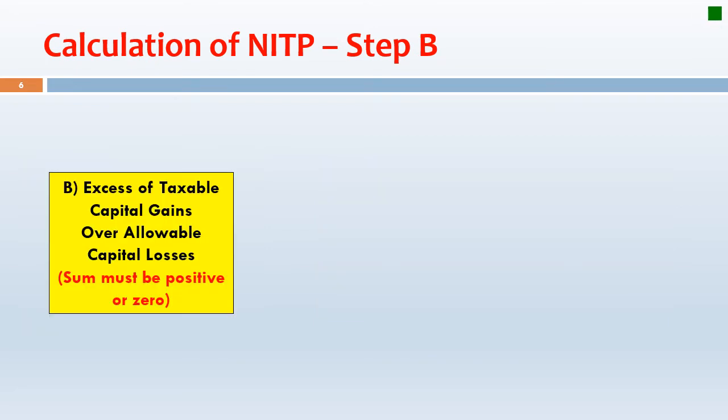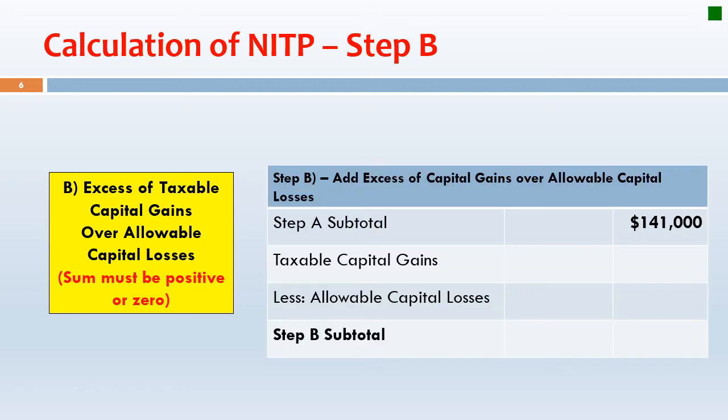Now we're going to carry forward that Step A subtotal and determine the excess, if any, of taxable capital gains over allowable capital losses. In this specific problem, Dr. Kananga had taxable capital gains of $45,000 for the year, but also had allowable capital losses of $68,000 for the year. Now, as the total for this step must be positive or zero, we can see that the excess of gains over losses here is 0.